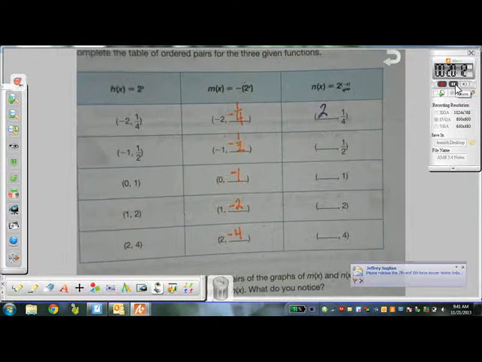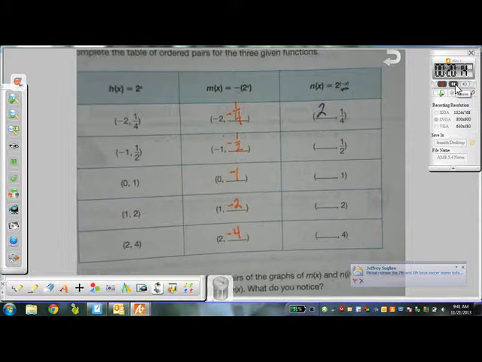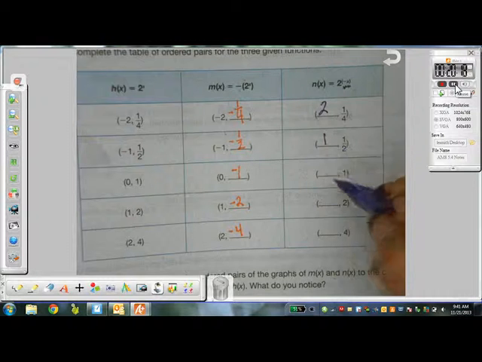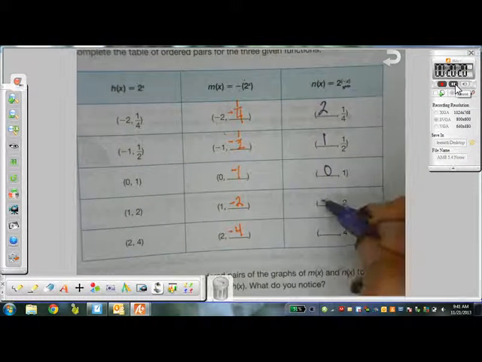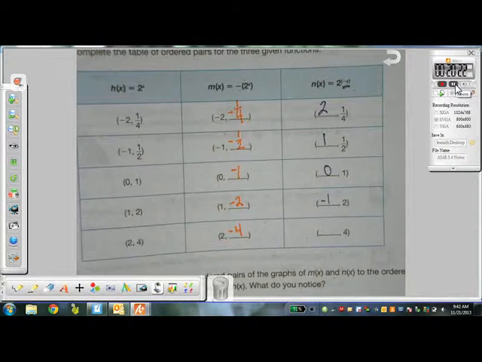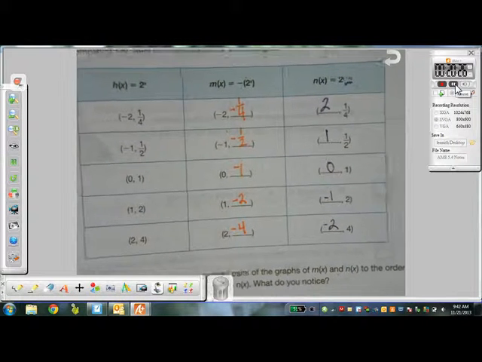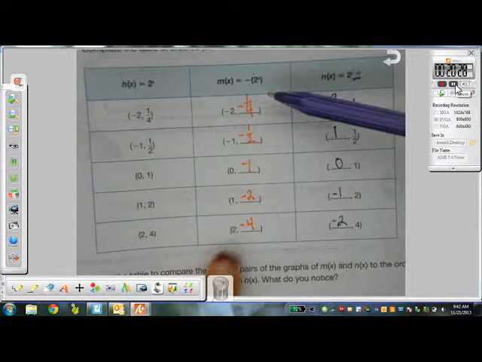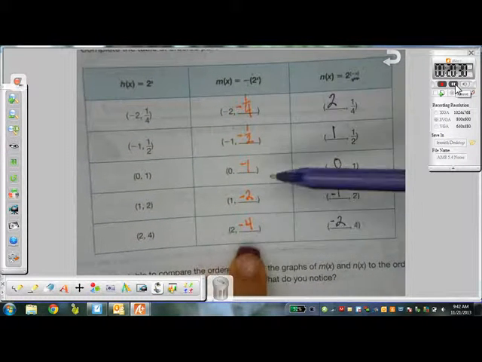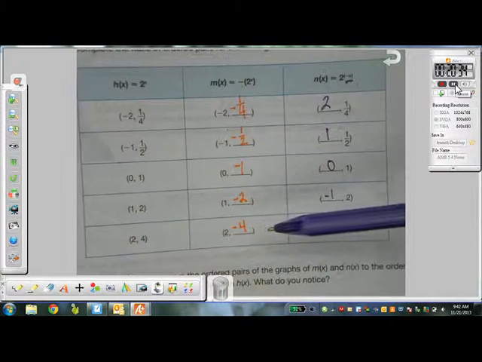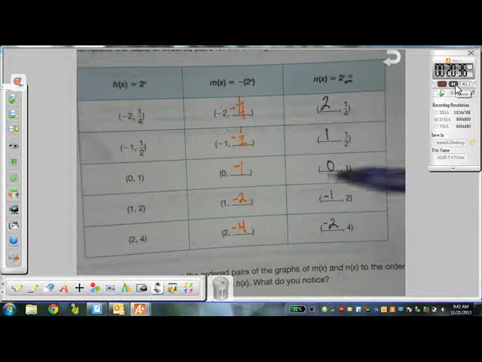Okay, so what did you guys get for the next one? +1, 0, -1, and -2. Everybody got that? Yes? So what do you notice? In order to get a reflection over the x-axis, what changed? The x values or the y values? The y's. And did I flip them or did I just change the sign? You just changed the sign.